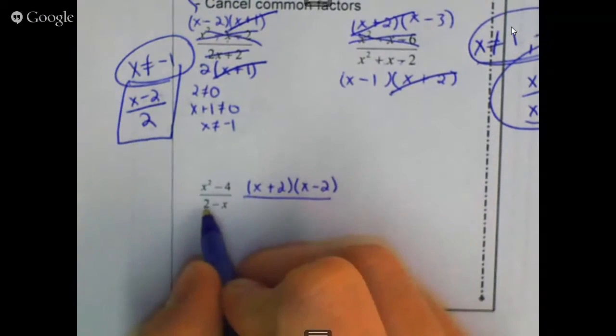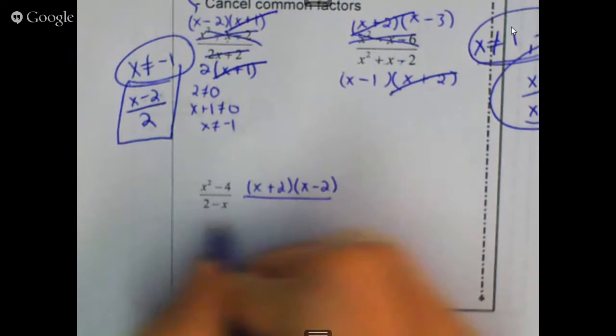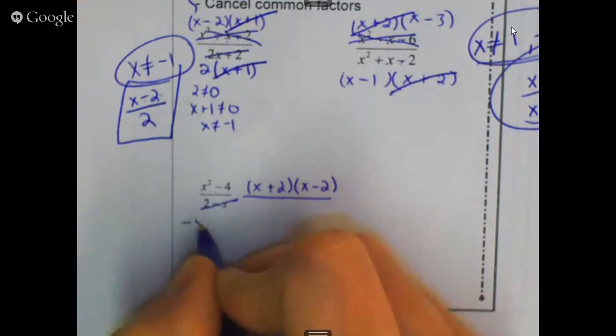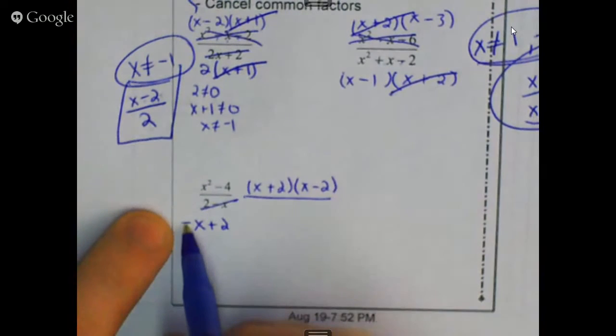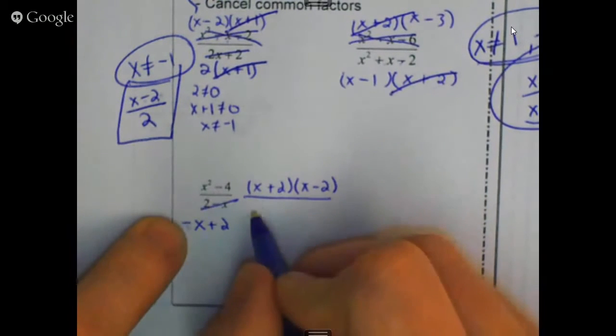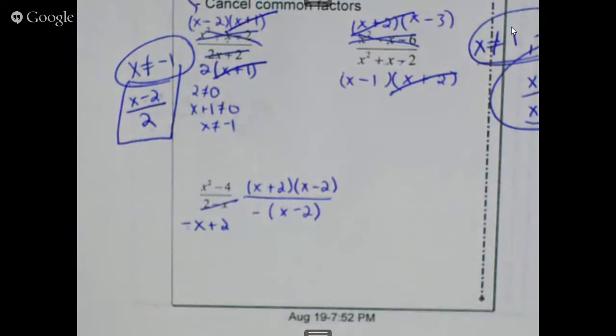On the bottom here, this is not in the standard form we like, so we'll change it over here. We'll say minus x plus 2. But again, I don't want a negative out here. I think we've talked about this before. My leading coefficient needs to be positive, so I'll factor out a negative.